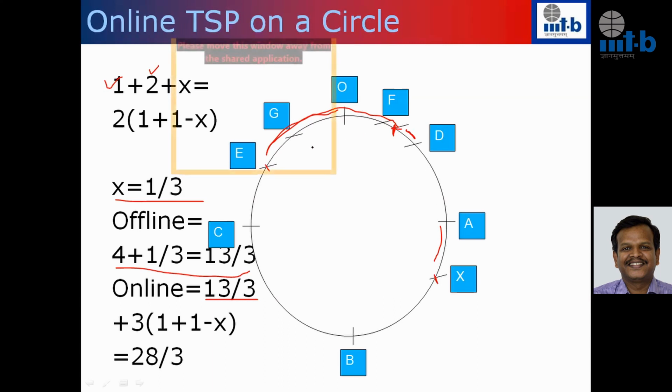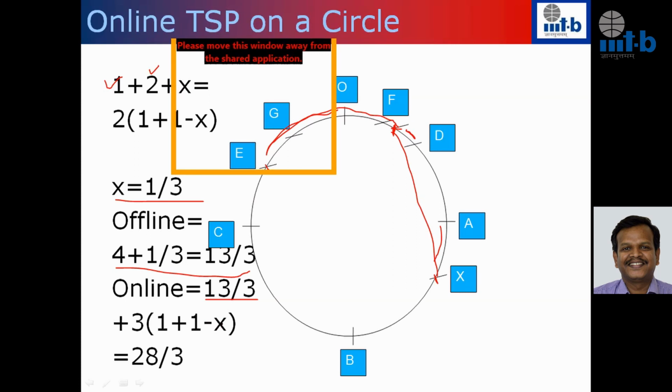So the total distance that needs to be served doesn't matter whether it tries to serve X first. Even if it tries X first, then it has to go back and then come and serve the request at E. So the total distance it has to serve is 3 into 1 plus 1 minus x, right? So 1 plus 1 minus x is the length of the shorter arc. It has to serve this, come back, that makes it 2, and again come to this and serve this, that makes it 3 into the length of the smaller arc, which is 1 plus 1 minus x, right?